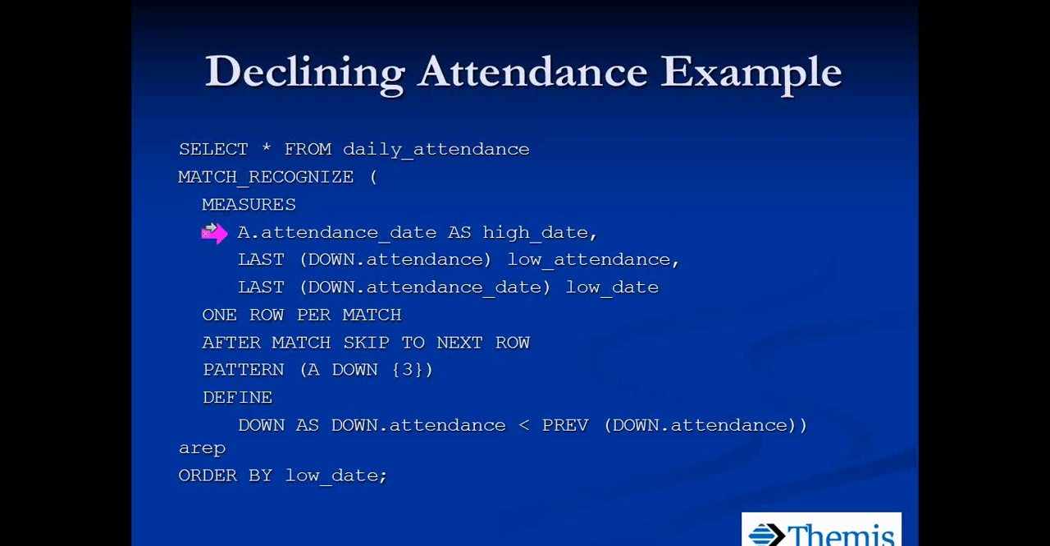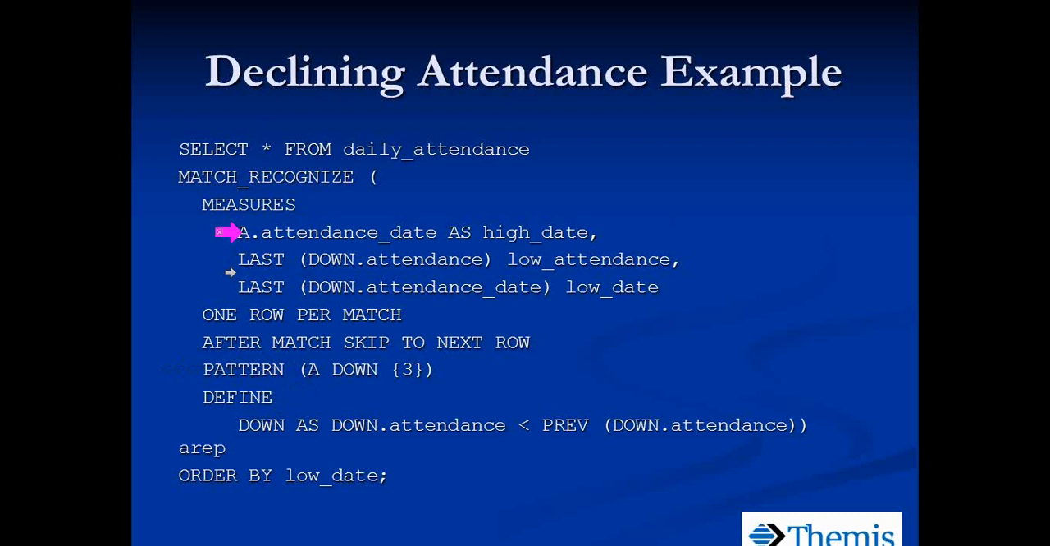Okay, so again, the measures is your output. So in this case here, I'm going to see three columns in my output, one called high date, low attendance, and low date. Okay, here I'm selecting the attendance date, which is no big deal. Now, don't worry about this A just yet, because we're going to define A down here in the pattern. You can name that whatever you want. A, B, you can give it a name if you want. Some people use start. Some people just say row, whatever. Row is kind of a reserved word. I wouldn't use that necessarily, but record or data, whatever you want to call it. So here's A right here, and we might define it. If we don't define it, that just means it represents a row or record in our input. So a lot of people just use A for that. You can call it whatever you want.